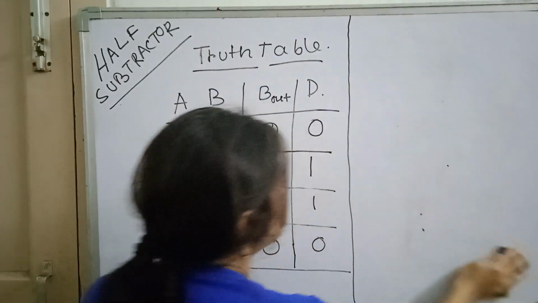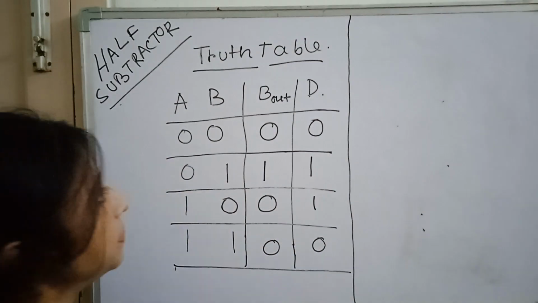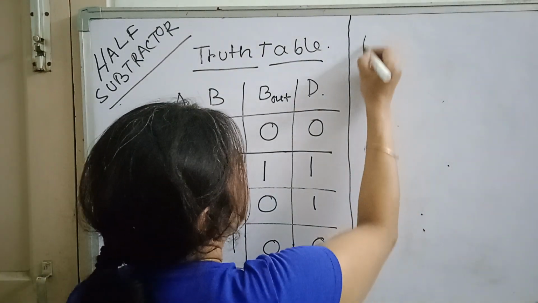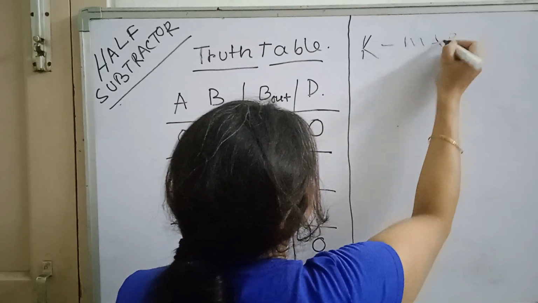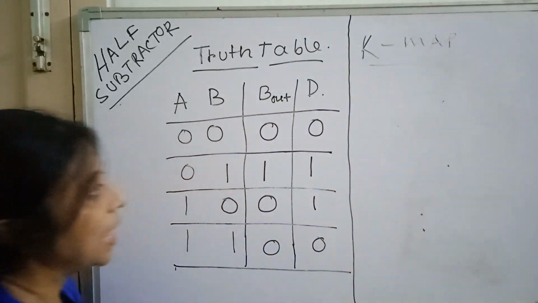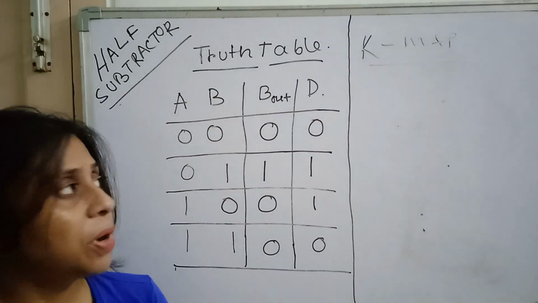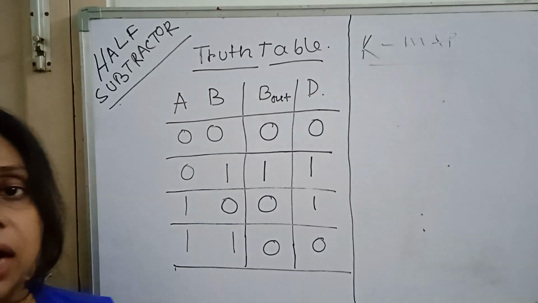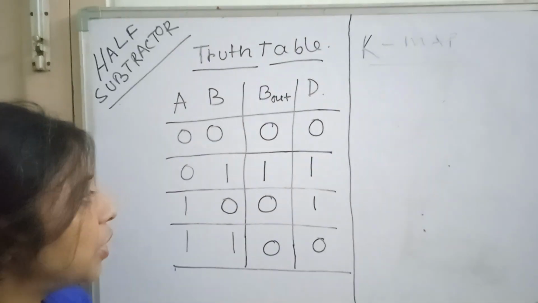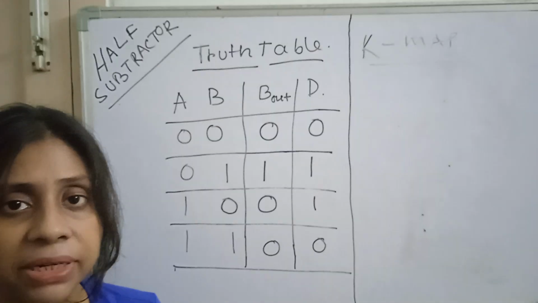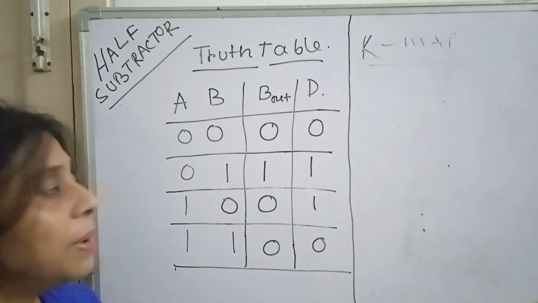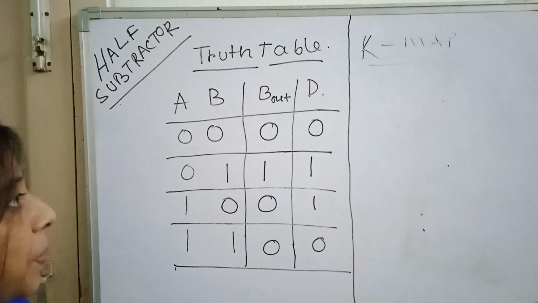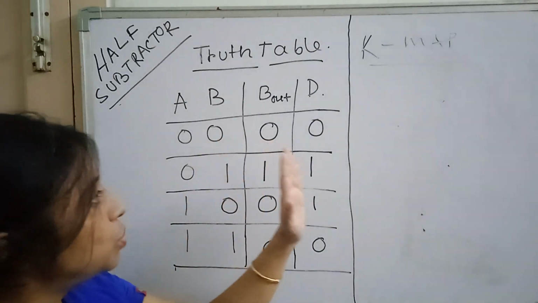Now the next step is to have the KMAP. The KMAP is the Karnaugh map. The Karnaugh map is nothing but a way to get the reduced expression for a particular output line. Now in this case we will do 2 KMAPs.